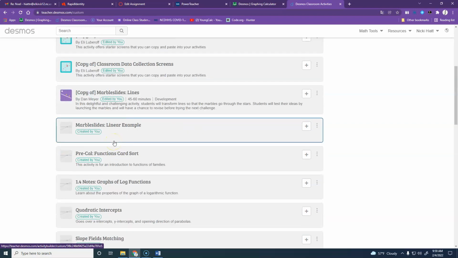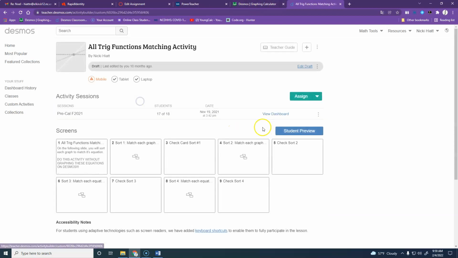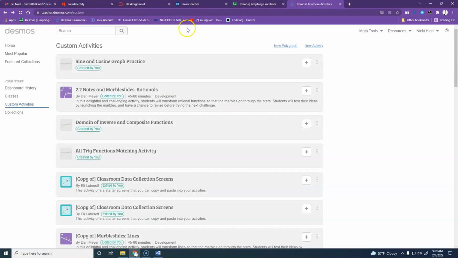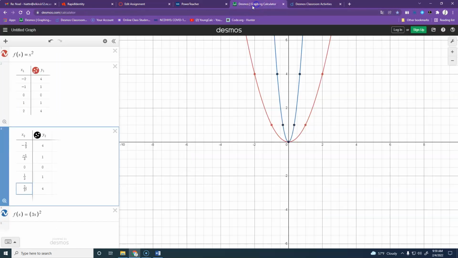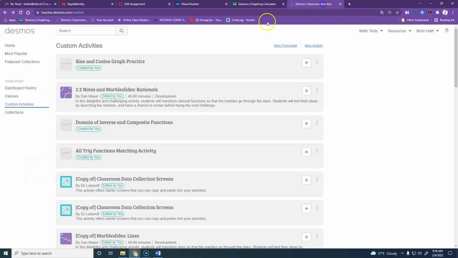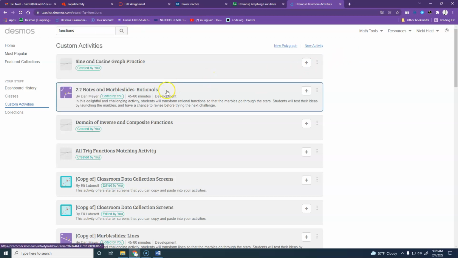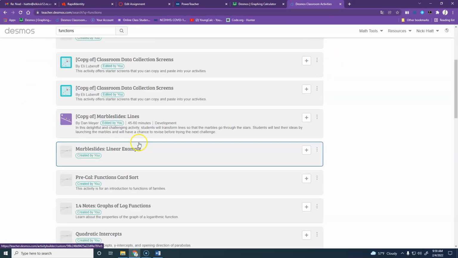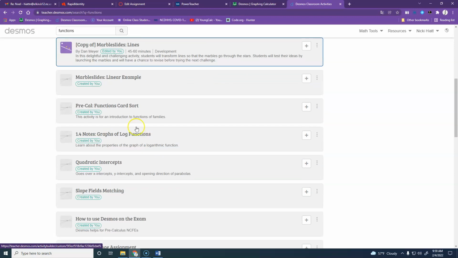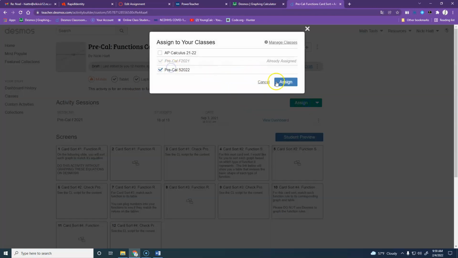Where's it at? Oh, there it is. No, that's trig. It's not it. Where's it at? What's the name of it? Functions, card sort. Is that what I called this? Oh, there it is. Okay. So assign that to you guys. Assign.